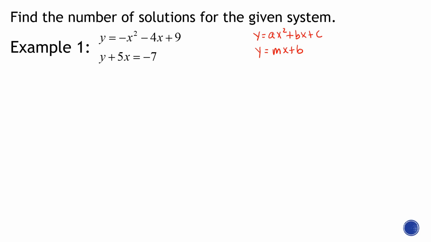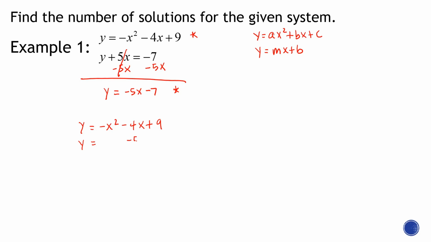There's a 5x on the left side, which means I will subtract 5x on both sides, and that will give me y equals negative 5x minus 7. That's the standard form. So now we will consider this equation and that one. Let's put them together here: y equals negative 5x minus 7. As you notice, I put negative 5x below negative 4x because later on we will combine them, and negative 7 below positive 9 because we will combine those two constants. And then we will subtract each term.